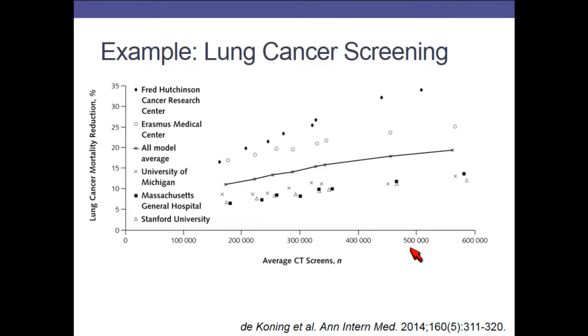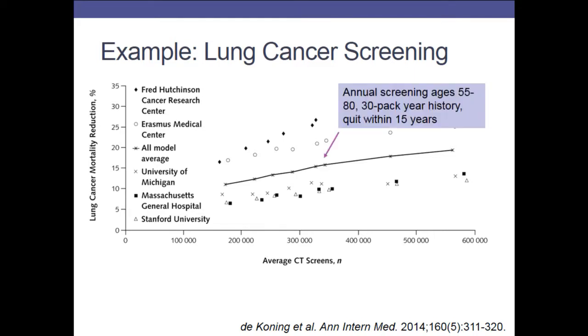In this case, the policymaker selected this strategy here, which was annual screening from ages 55 to 80 for those with a 30-pack year history who have quit within the last 15 years. And note that's actually slightly different than the criteria that were used in the National Lung Screening Trial, which stopped screening at age 74.